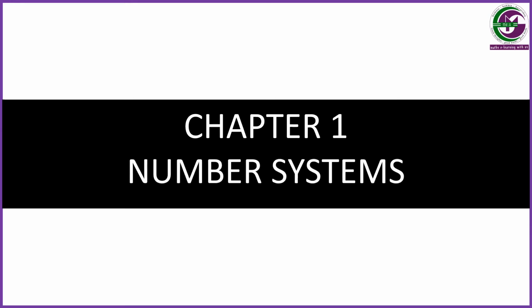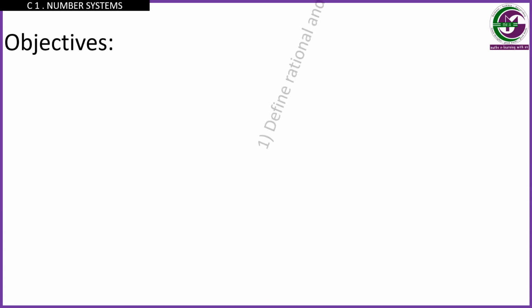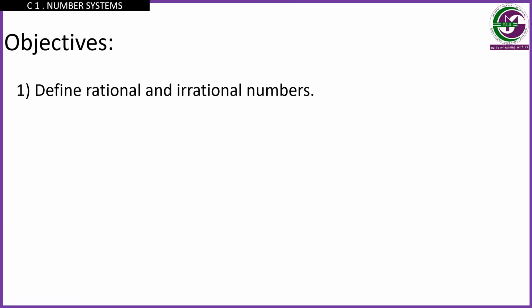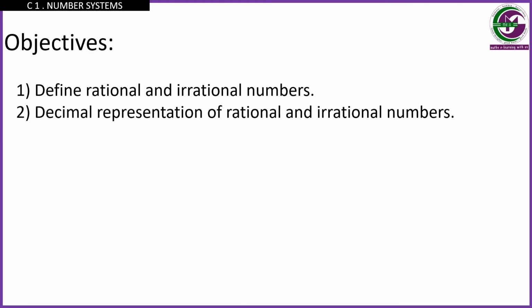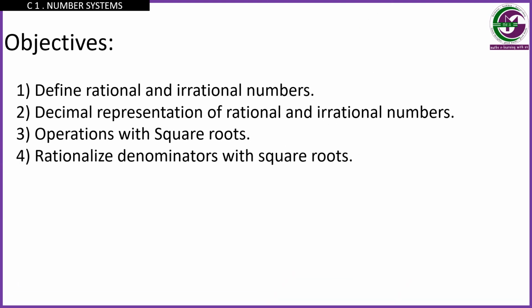Okay, let's start now. First, we will go to chapter number 1, which is about number systems. At the very outset, let me read for you the main objectives of this chapter. Define rational and irrational numbers, decimal representation of rational and irrational numbers, operations with square roots, rationalize denominators with square roots, properties of exponents. These are the main objectives. And now we will get into each one of them one by one.